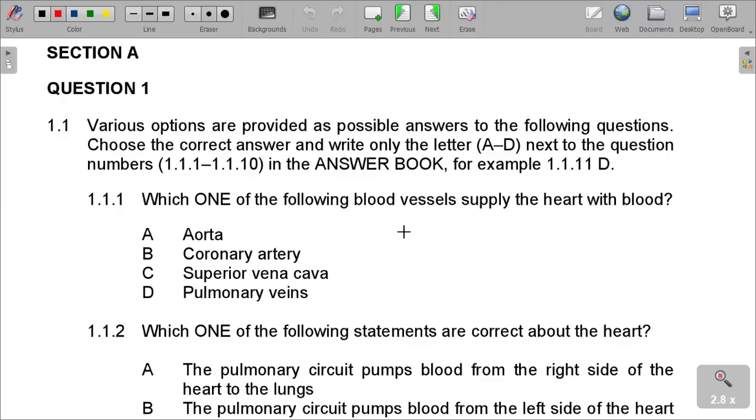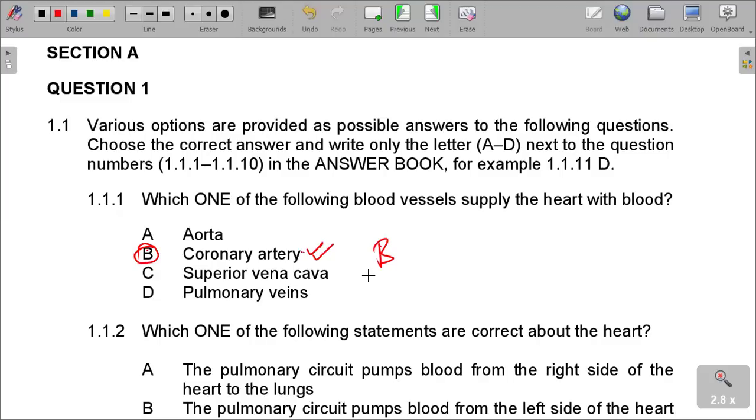For the interest of time, we are just going straight to answer these questions without wasting any time. So the blood vessel that supplies the heart with blood is B, the coronary artery. And then your answer is B in question 1.1. So you just write 1.1 and you write your answer B. That is what the instruction is directing you to do.